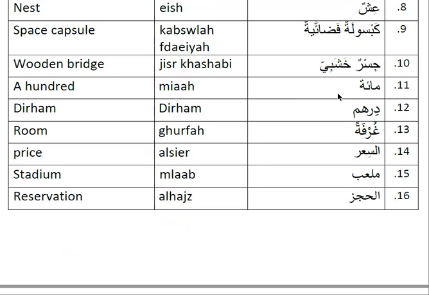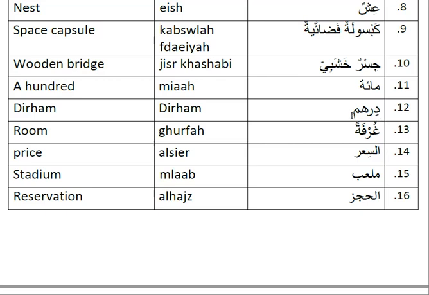Next is a number or currency we say as 100, that is Miyadum. There will be some confusion when only ma is written. Ma means water, but in that case the ta marbuta won't be there, only the hamza, ma and hamza, and that means water. But this is miyatun, that means 100.